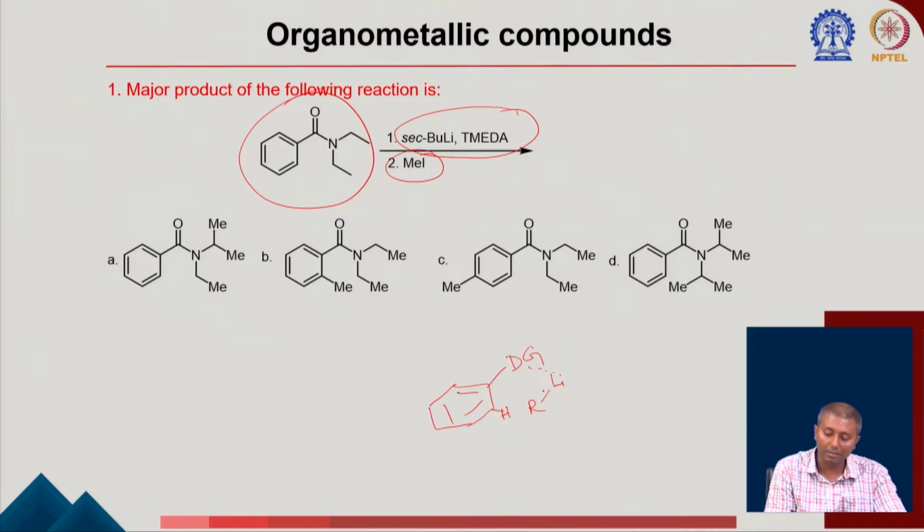So this R is actually R minus, correct? So you can think about this as a minus and this as a plus. This can take this proton and generate the corresponding carbanion. I also talked about several different directing groups, correct? So this is one example of similar problems. Now if you treat with the electrophile, then you will be able to introduce an electrophile there.